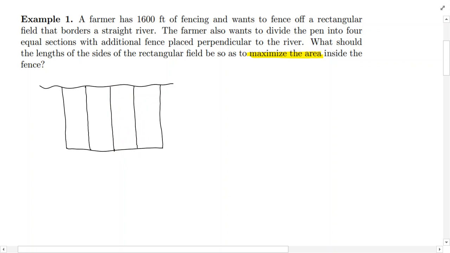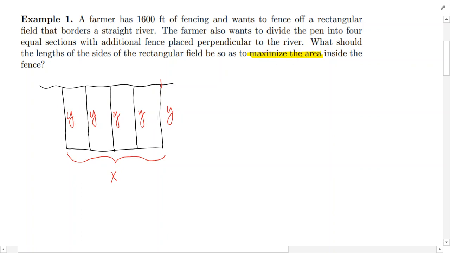Now, we need to put some labels on here. I am going to let the width of this pen be represented by X, and I'll let the length of the pen be represented by X, and the width here be represented by Y. So I have one width here of Y, but notice that each additional width of fencing that he's going to place in there is the same value as Y. So all of these would be the same measurement.